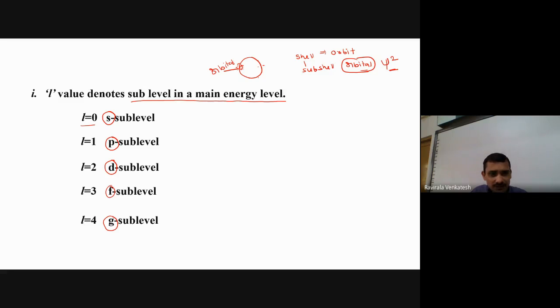Actually, we are not using this G orbital. Generally, we use up to F orbital.